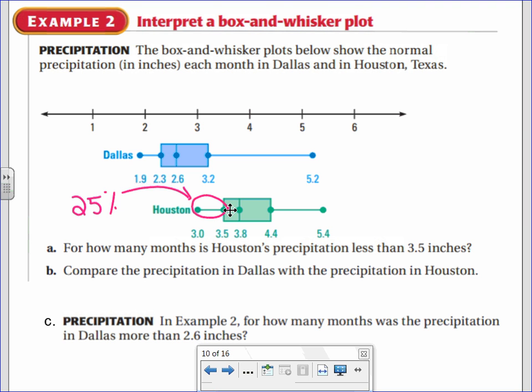Now, the question is, for how many months? So what you're going to do is take 12 months, multiply it by 0.25, and that'll be how much 25% of the year is. What's 12 times 0.25? 3. So for 3 months, they're getting less than 3.5 inches.